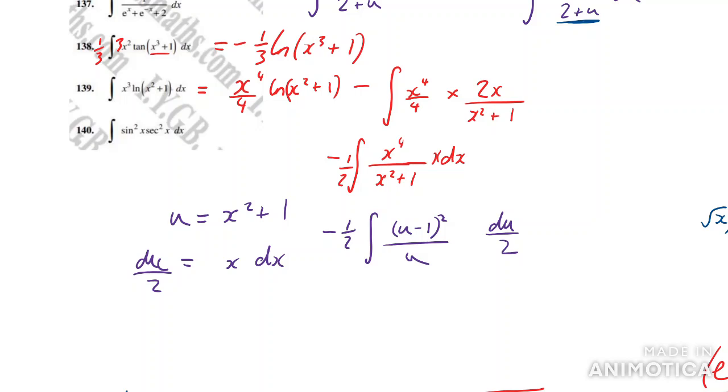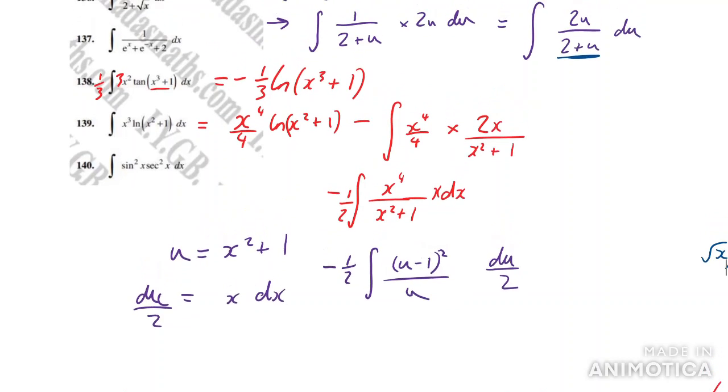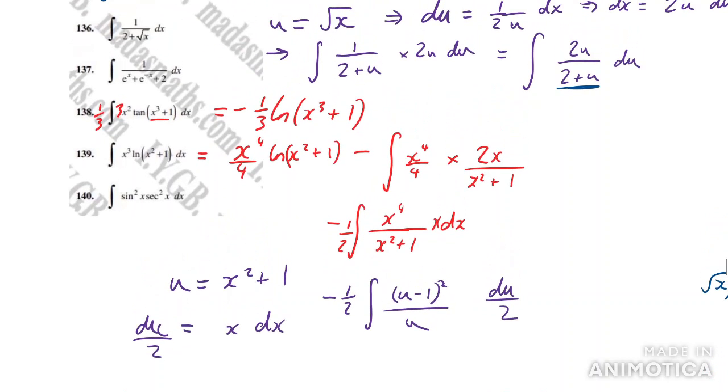And hopefully you can see now that that will be easy to integrate because we just expand out the u minus 1 squared, divide through by u, and then it's very standard integration. So very nasty question, but you can see how we make progress through it just by doing what we can do at each stage.